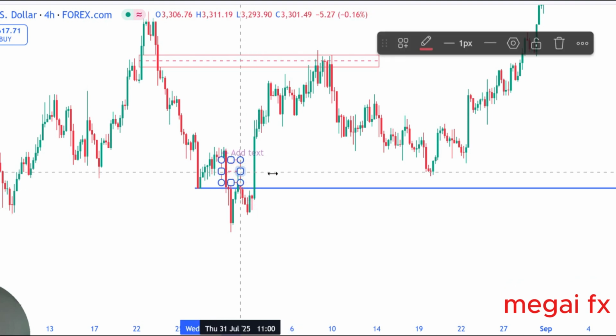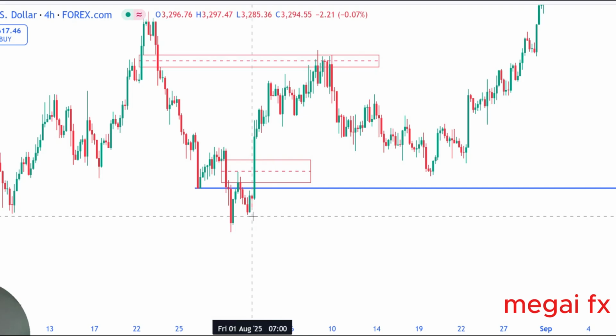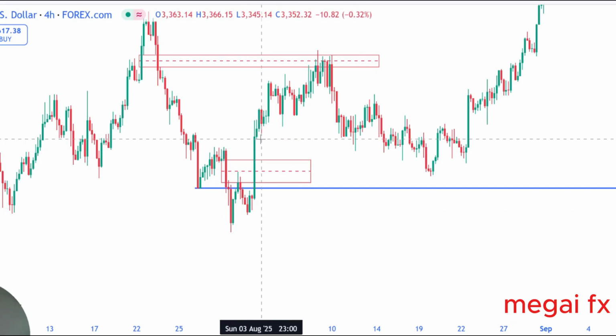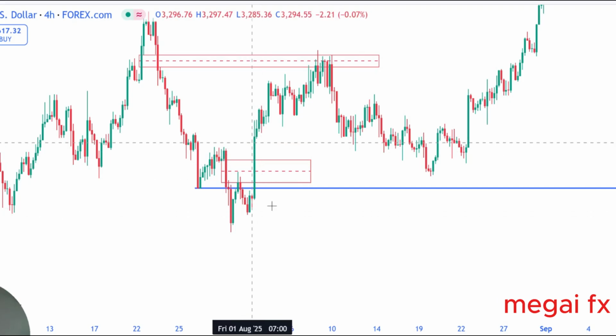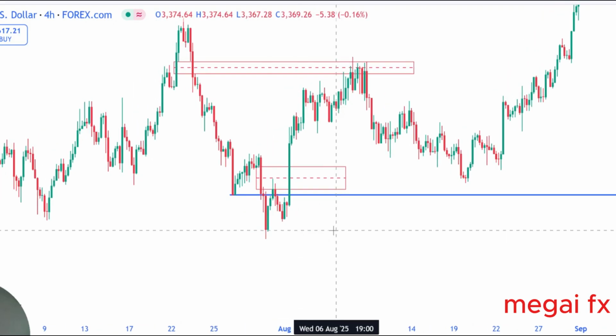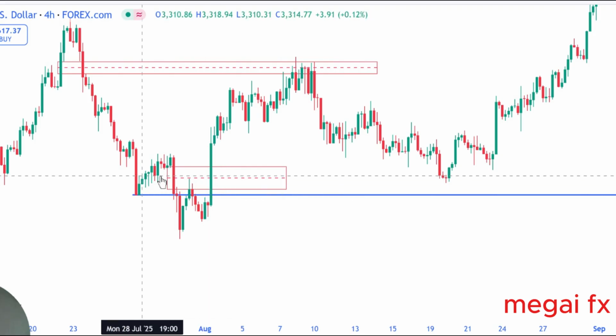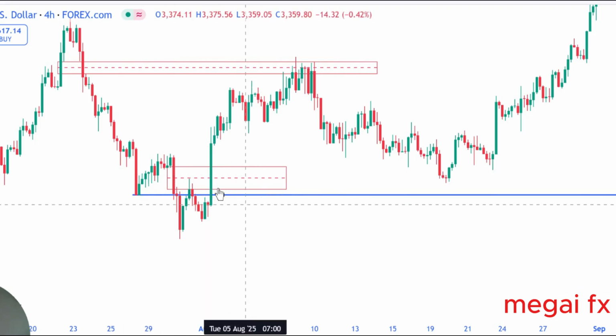Then if you draw that fair value gap across, you notice that price also clearly closed above this fair value gap here. So how do you map out the overlapping fair value gap, as in the overlapping between the bearish fair value gap and the bullish fair value gap? Look at it.